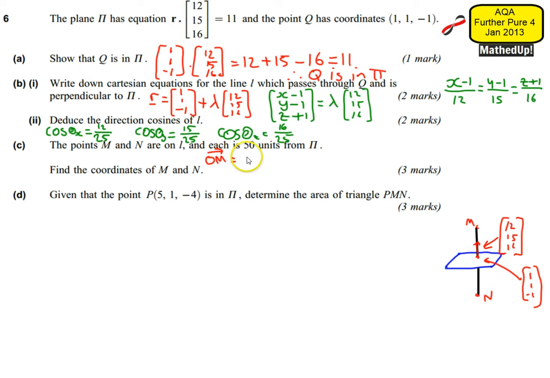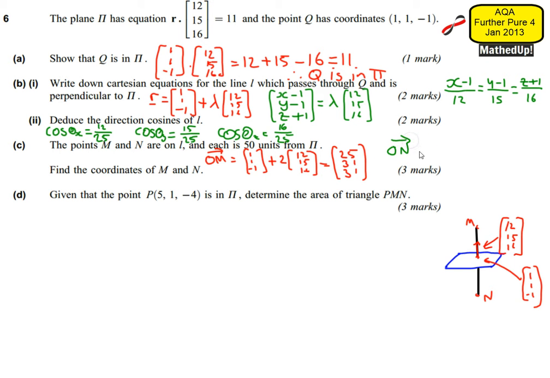and that's going to be equal to 1, 1, negative 1 plus 2 times 12, 15, 16, and that's going to be equal to 25, 31, 31. Okay, so that's going to be one of my points, which could be M or N.